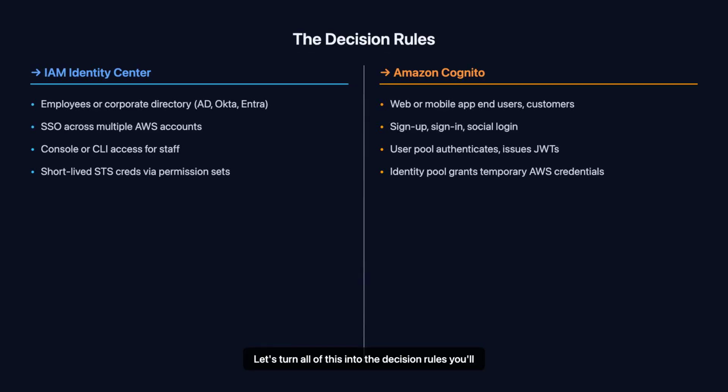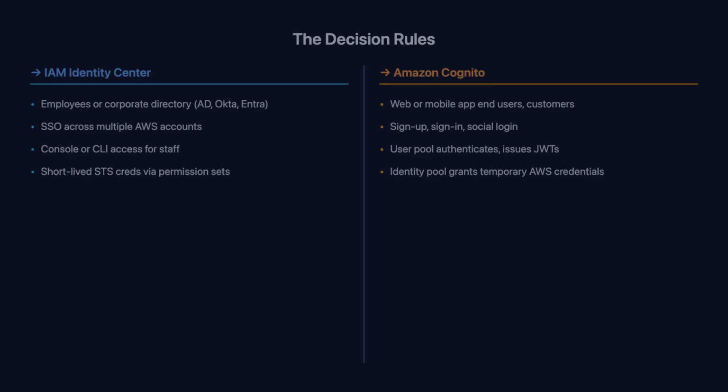Let's turn all of this into the decision rules you'll actually use. Reach for Identity Center whenever you see employees, a corporate directory, single sign-on across multiple accounts, or staff needing console and command line access, all backed by short-lived credentials from permission sets. Reach for Cognito whenever you see web or mobile app users, customers, sign up and sign in, or social login, where the user pool authenticates and issues tokens, and the identity pool hands out temporary Amazon Web Services credentials. Spot which column a scenario lives in, and you're most of the way to the answer.